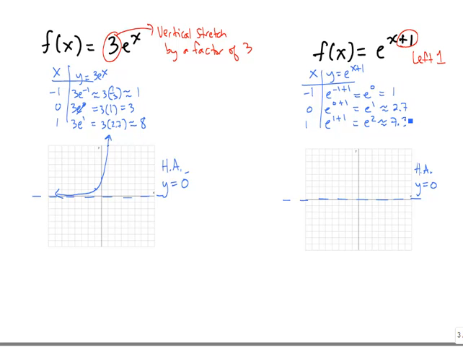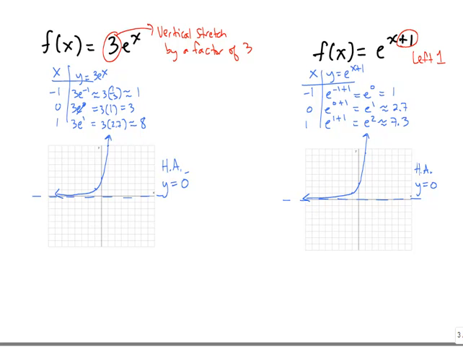So now we have our 3 points to plot. We have negative 1, 1, 0, 2.7, and 1, 7.3. So this is just the normal e to the x graph shifted left 1. And there's my graph.